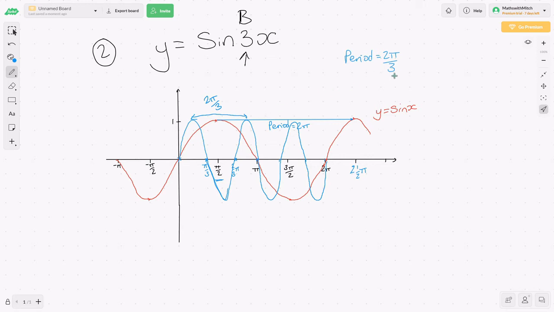And the method for doing that, therefore, is take 2 pi, divide it by b, and that gives you the new period that you can then sketch. Hopefully a bit neater than I have, but I hope that gives you the idea. We'll add these all together at the end and we'll show you some combinations. So I will show you this again, but we'll move on to the third transformation.